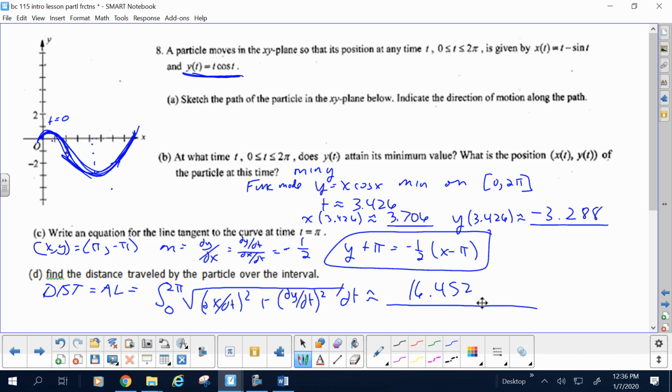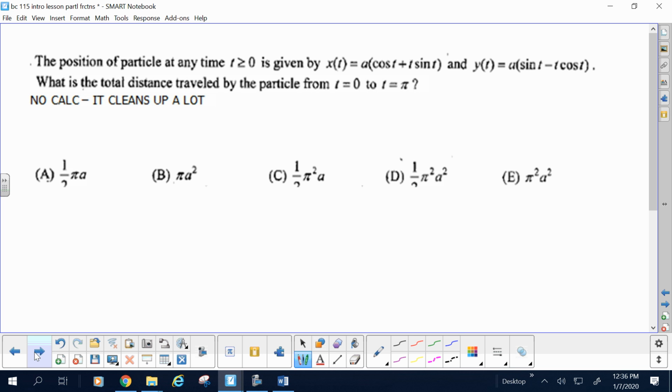Okay. 9. This one doesn't seem like it would clean up, but it really does. It cleans up a lot. I pulled this from his book, and it's got some gross ones. All right, so how do you find total distance in parametric? It's the arc length calculation, yeah?